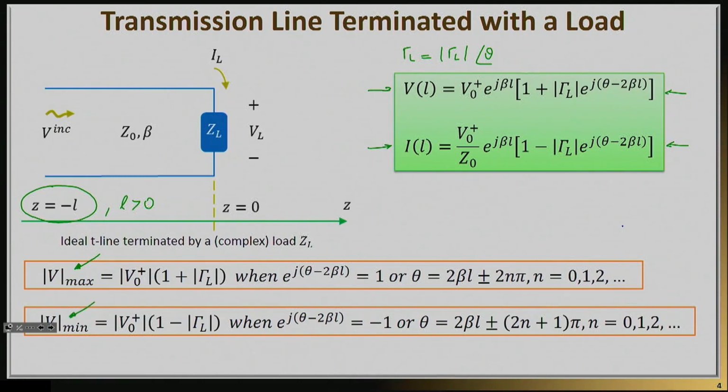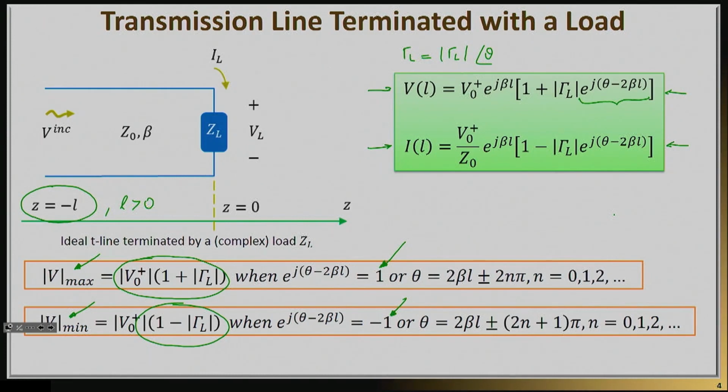In fact, it has maxima and minima that appear periodically, and you can easily find when the voltage becomes maximum just by looking at the expression we just derived. Essentially, when this term becomes equal to 1, you will have a maximum, as shown in this expression here, while when this exponential becomes equal to negative 1, you will get a magnitude minimum. So periodically you will get this voltage maximum, V0 plus times 1 plus magnitude gamma L, and you will also periodically get a minimum voltage.